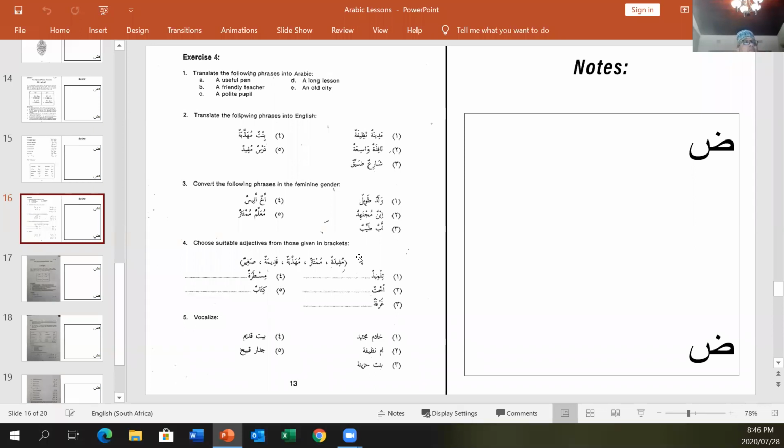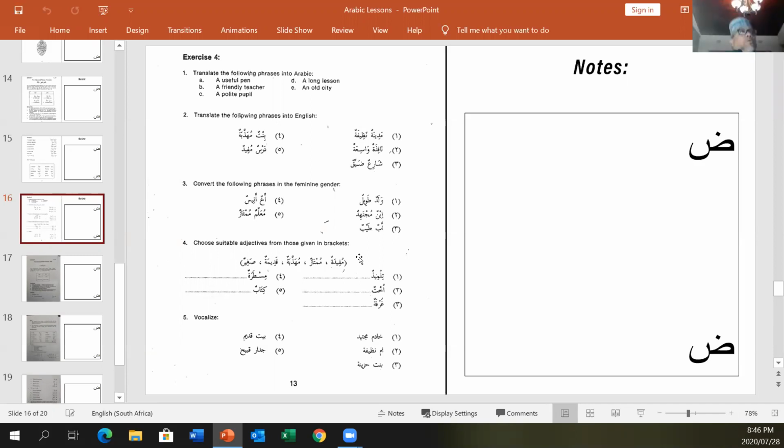Akhun anisun, a friendly brother. Ukhtun anisatun, a friendly sister. Okay, now the next one. Muallimun mumtazun. Muallimatun mumtazatun. Excellent.